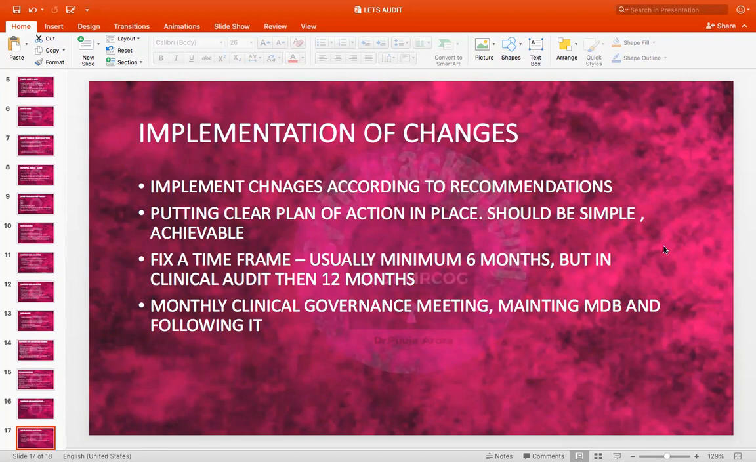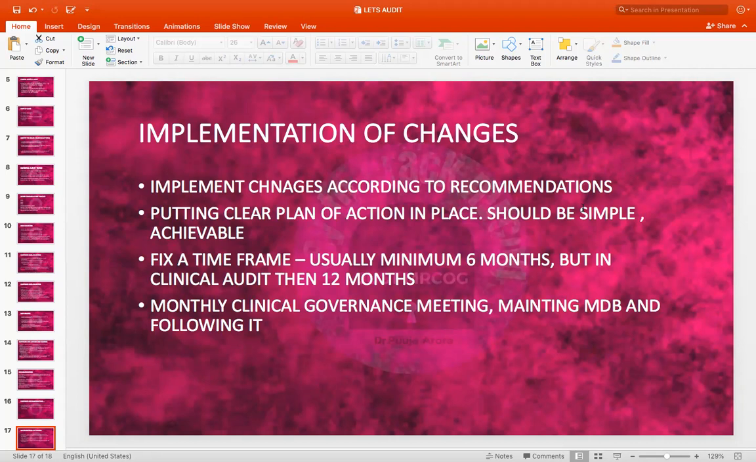Implement changes according to recommendation. It is so simple. Putting a clear plan of action in place. This is very important. You have got the recommendation, but how to implement that? How to proceed? Something is on paper and something which you have to do practically. There is much difference in that.